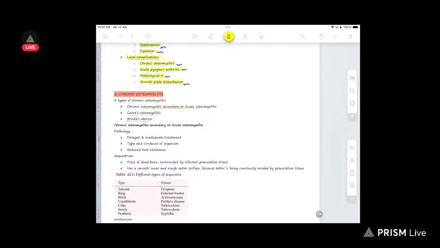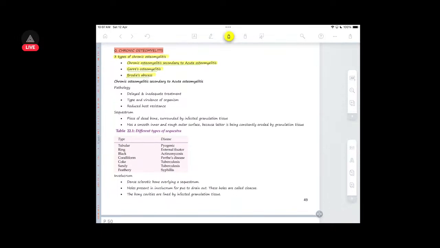Then moving on, we have chronic osteomyelitis, of which 3 types can be seen. Chronic osteomyelitis secondary to acute osteomyelitis, Garre's osteomyelitis, and Brodie's osteomyelitis. So chronic osteomyelitis secondary to acute osteomyelitis, pathologically it is delayed and inadequate treatment can be the cause. Type and virulence of organism it depends, and reduced host immune resistance is noticed.